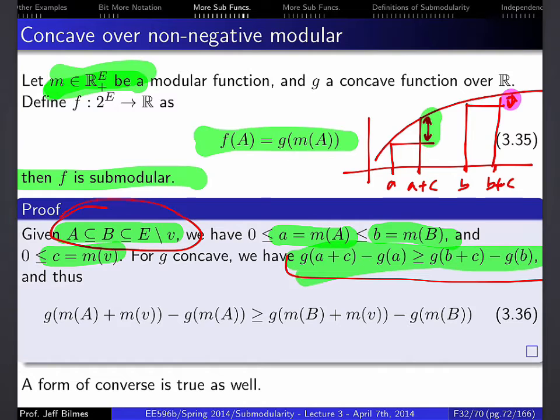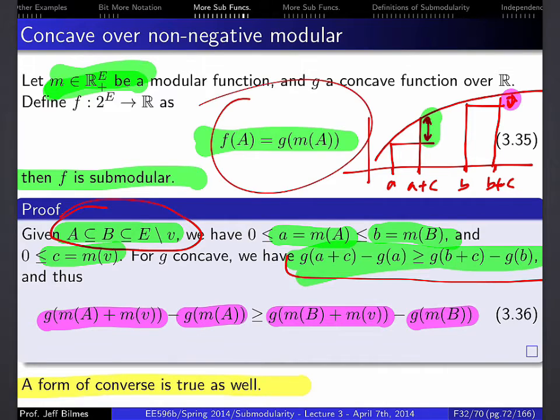So therefore, when we plug in this stuff, g of a plus c minus g of a is greater than or equal to g of b plus c minus g of b. So therefore, submodularity holds. Now, is the converse true? Let me just ask you this as a sanity question. I'm saying a form of converse. What the converse would say is that if we've got this particular thing, and it turns out to be submodular, does that require G to be concave?